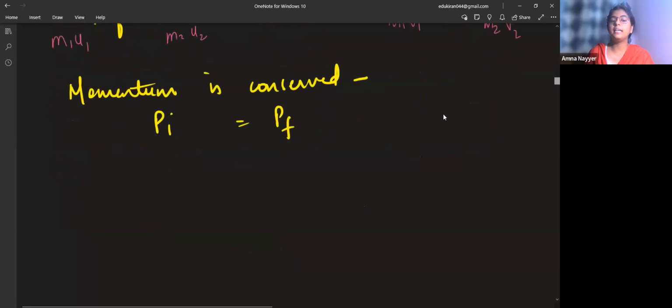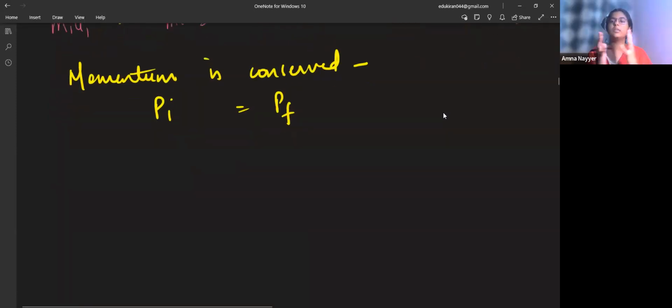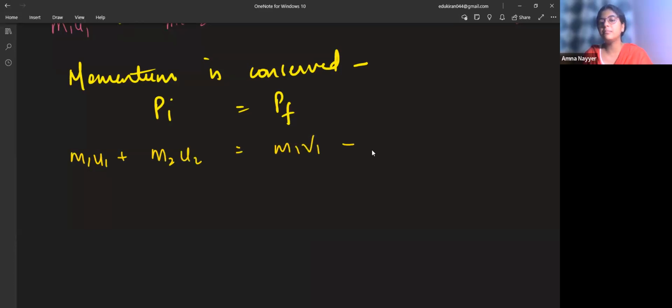Now, if momentum is conserved, it means all the initial momentum is equal to all the final momentum. Initial momentum means M1, U1 plus M2, U2. Final momentum is M1, V1 plus M2, V2. Total initial momentum is this, total final momentum is this.